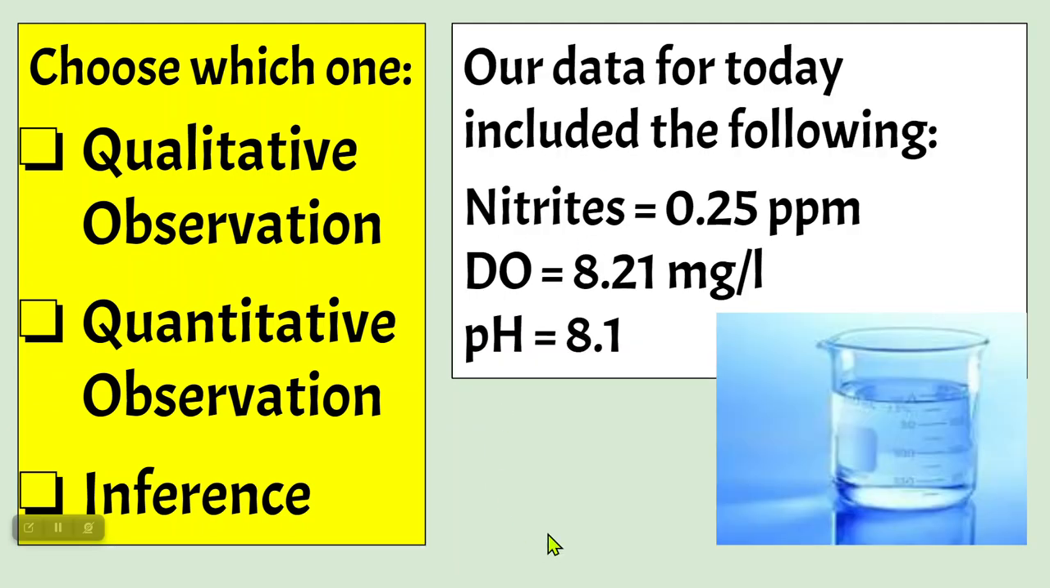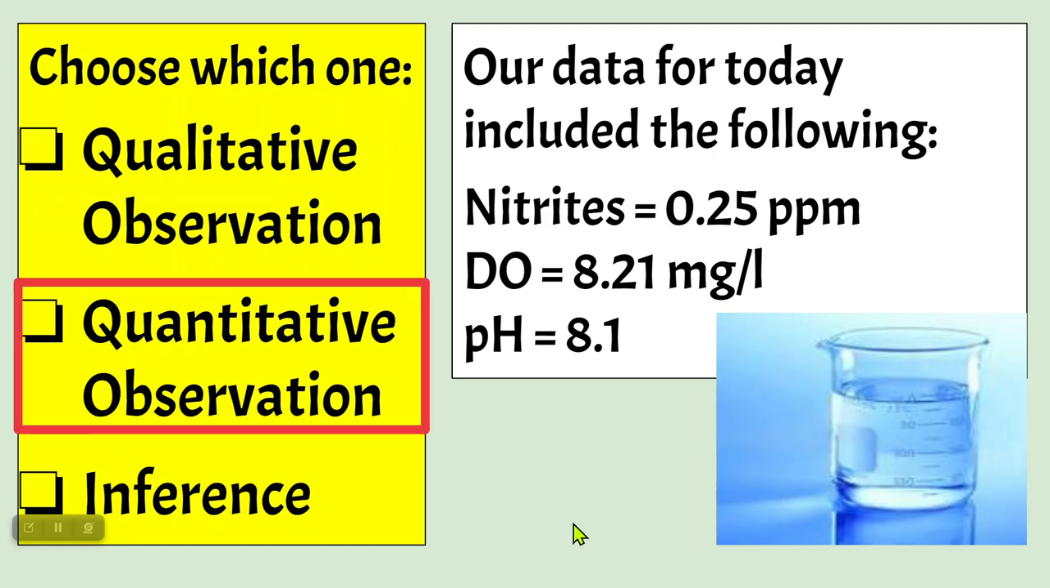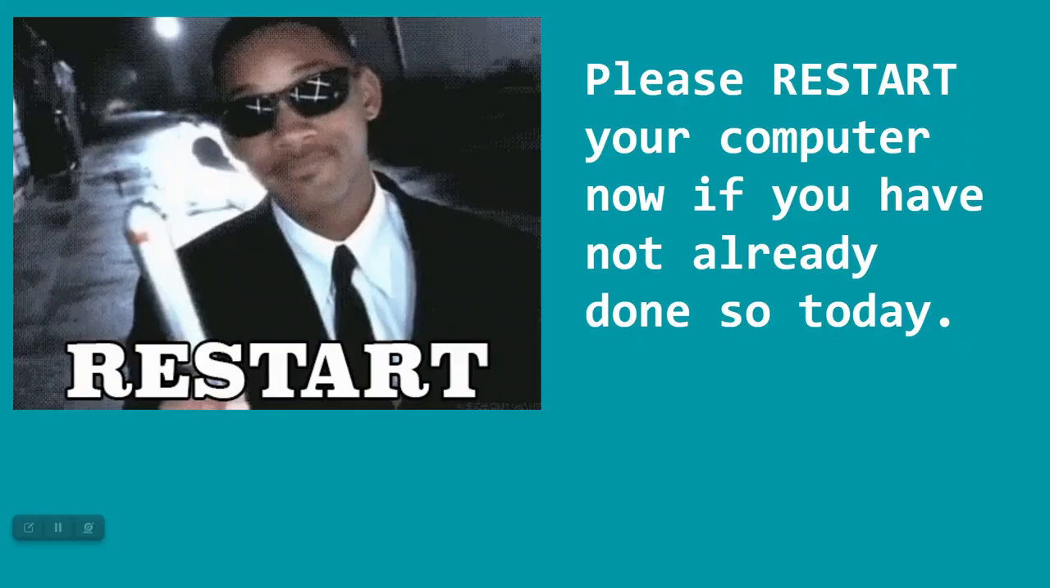Our data for today included the following. Nitrates are 0.25 parts per million. DO is 8.21 milligrams per liter, and pH is 8.1. Those are all just numbers that I used tools to measure. I didn't make any thoughts about them that I wrote down, so this is just going to be a quantitative observation. Or actually, it's 3 different quantitative observations.